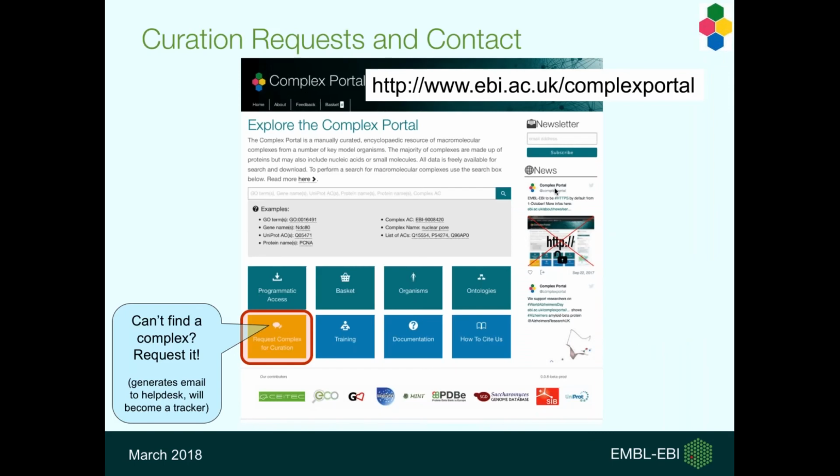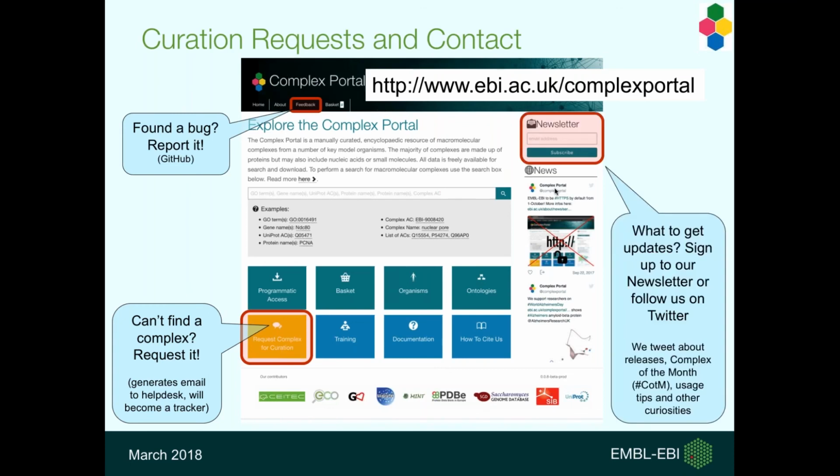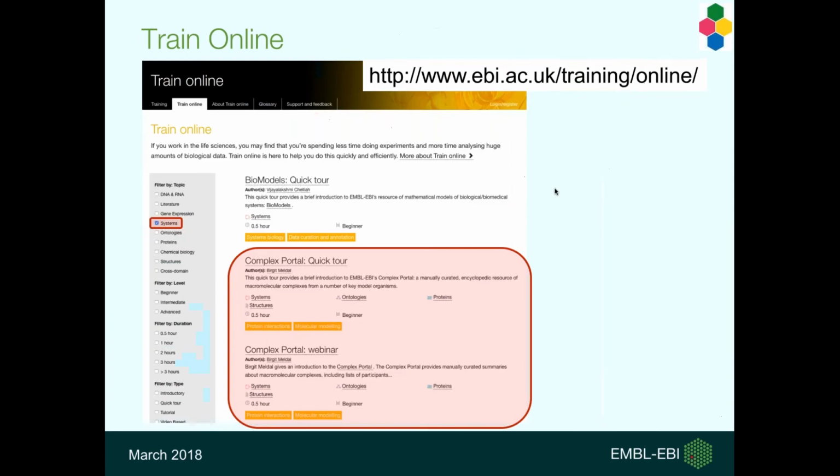You can contact us through the big yellow box. It opens a web form where you can send comments as well as requests for complexes. If you found a bug and you have a GitHub account, please report it directly. Sign up to a newsletter. This is the same as the IntAct one, or follow us on Twitter. On the website, there's a quick tour and also a full in-depth webinar for the Complex Portal.